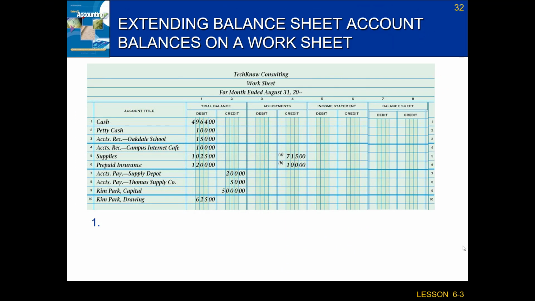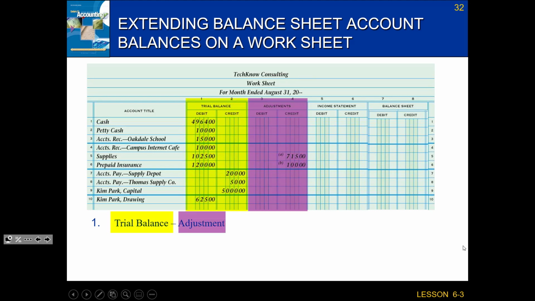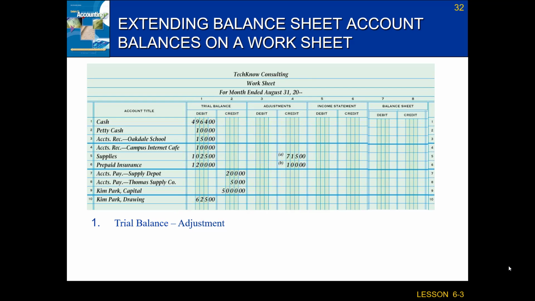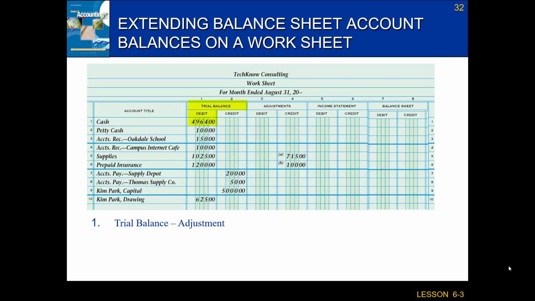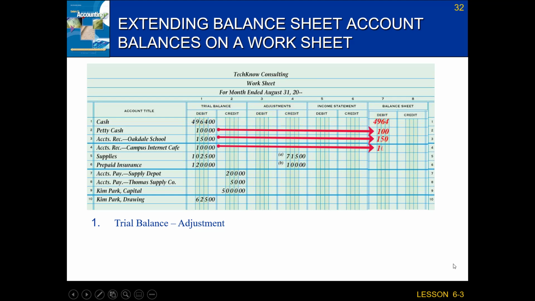So the actual act of extending the information is super simple. It's taking the trial balance and subtracting the adjustment. Like I said, we're going to start with our balance sheet first, or the furthest column: our assets, our liabilities, and our owner's equity. So if we take a look at cash, the trial balance right here is 4964, and there's nothing in the adjustment column. So 4964 minus 0 means that I can just drag that debit across to the debit column. I'm doing the same for petty cash and accounts receivable because there's nothing in adjustments. So those numbers I can just drag straight across.